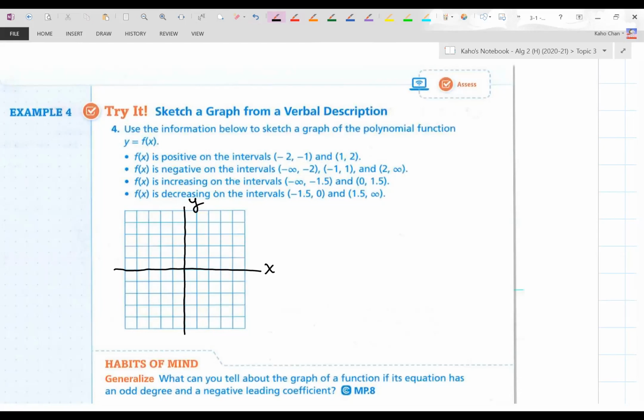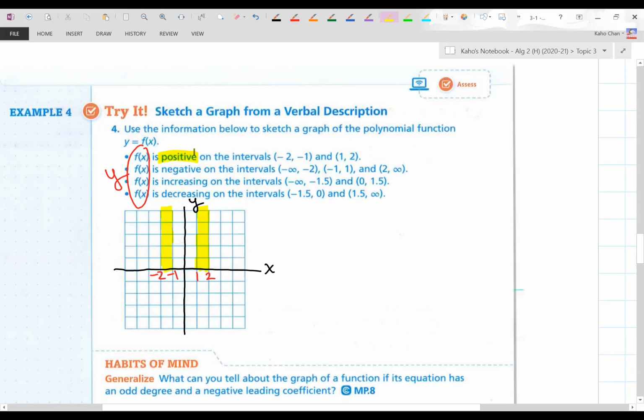Here we go. F of x is positive, meaning the y value, on the intervals between -2 and -1. Okay, so what I'm going to do is write down -2, -1, and say that its graph between there is going to be positive. See how I'm highlighting this part above the x-axis there? My graph will go above the x-axis between -2 and -1, and also between 1 and 2. Interesting. So I'm kind of being a detective. Okay? So that's positive.